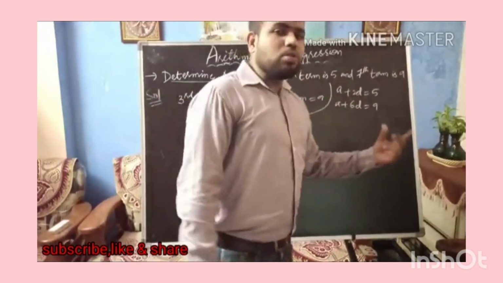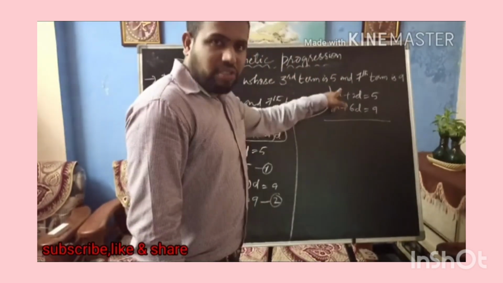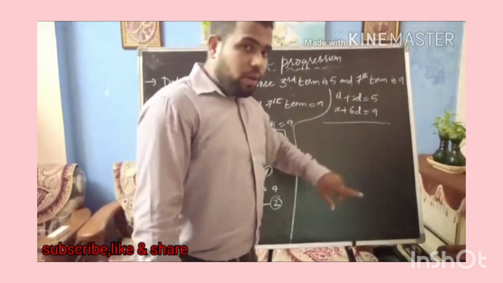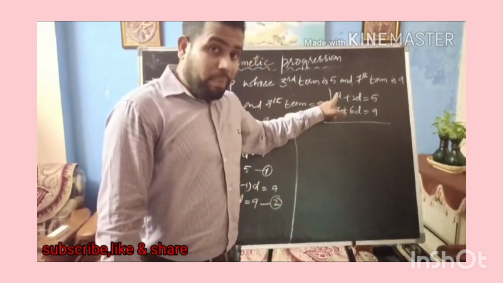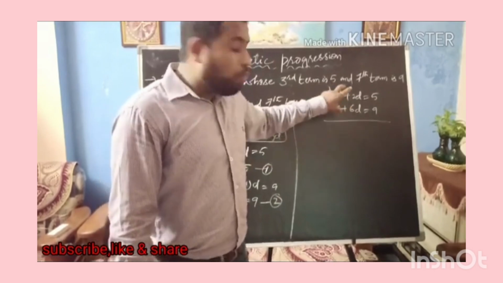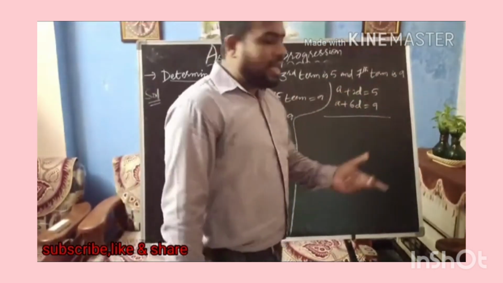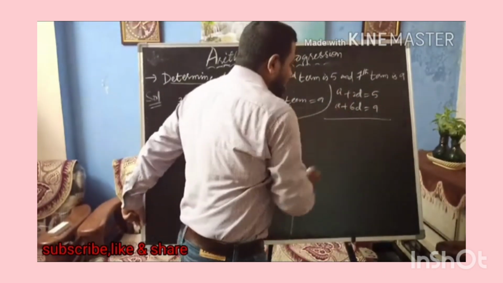Okay, we know how to solve these two equations. Simple. See, a and a are both the same, so we can cancel them. But whenever we are to cancel terms, one term should be in plus and the second term should be in minus. Both should be the same, and one should have the plus sign and the second the minus sign, as both are in plus. So I'm just going to change the sign of the second equation.